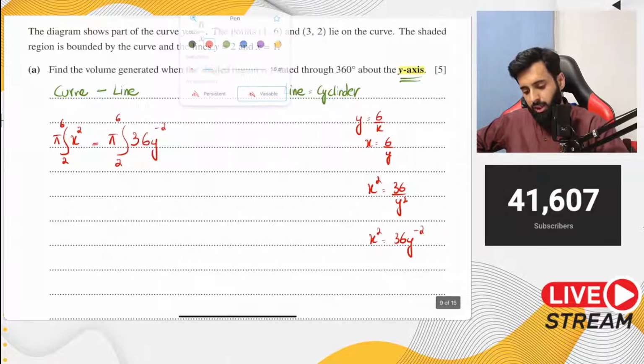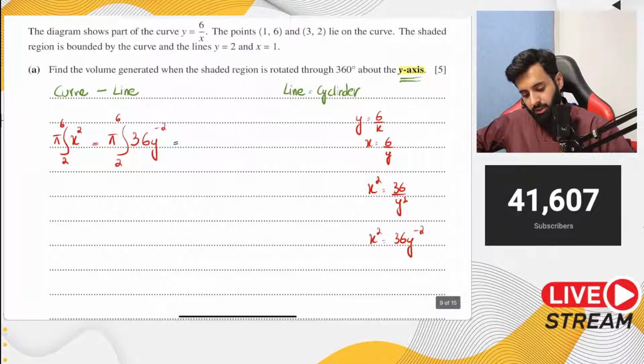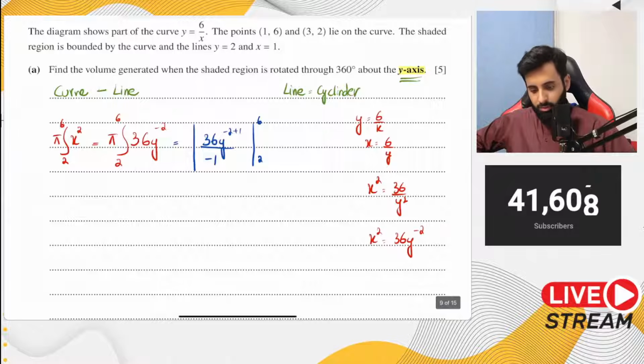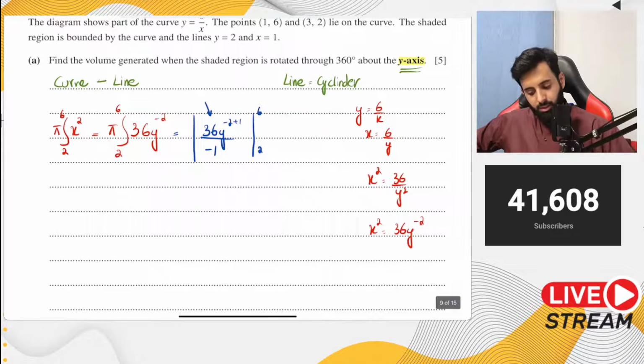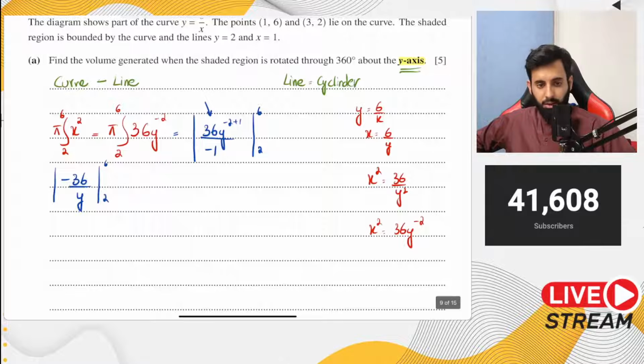So how do you integrate a power function? You add 1 to the power, minus 2 plus 1, you divide by the new power, minus 2 plus 1, which is minus 1, and then you apply the limits that are 6 and 2. Now I would suggest that you simplify this. Minus 36 into y to the power minus 2 plus 1. So if you write this nicely, this becomes minus 36 upon y. The power of y is negative 1, so to make it positive you can shift it to the denominator.